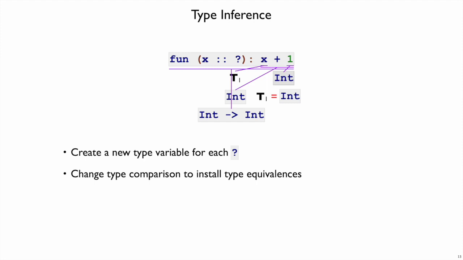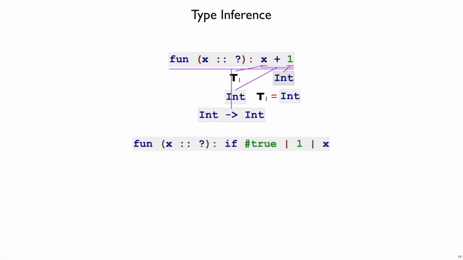So inference is going to create a new type variable, like t1, for each question mark that it encounters. So it'll be a fresh variable that starts out unknown. But where a type checker would normally check that the two types are equivalent, it's going to end up installing equivalences. That is, it's going to change type variables to record that, in fact, this type variable must be some other type. And as long as it can do that without hitting a conflict, then we'll have a type for the program overall. Here's another example to consider.